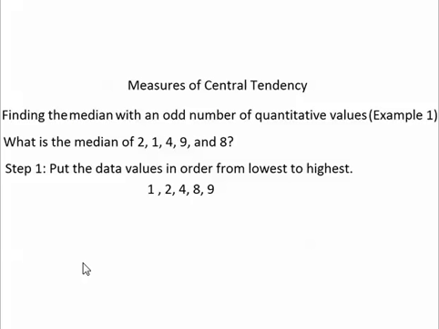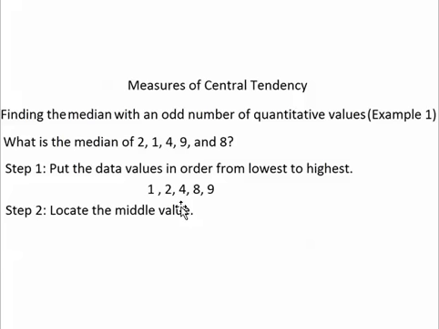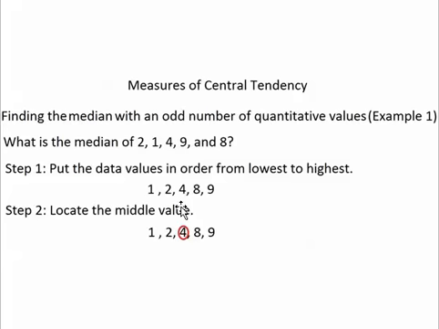And then we have an odd number of values, since there's 5 of them, which means that the median is just the middle value of 4. We locate the middle value, and that turns out to be 4, and that's our median.